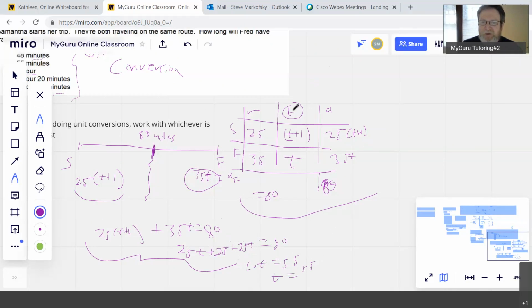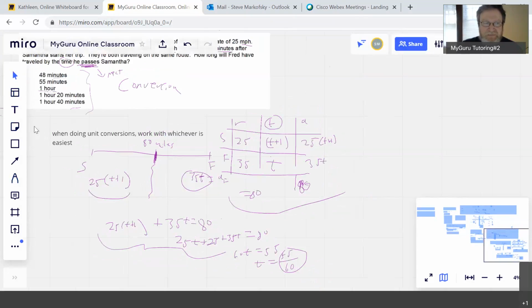Because we figured out at the beginning, by reading carefully, that we're solving for Fred's time, there's not really any additional work we need to do. 55 out of 60 in terms of hours would be 55 minutes.